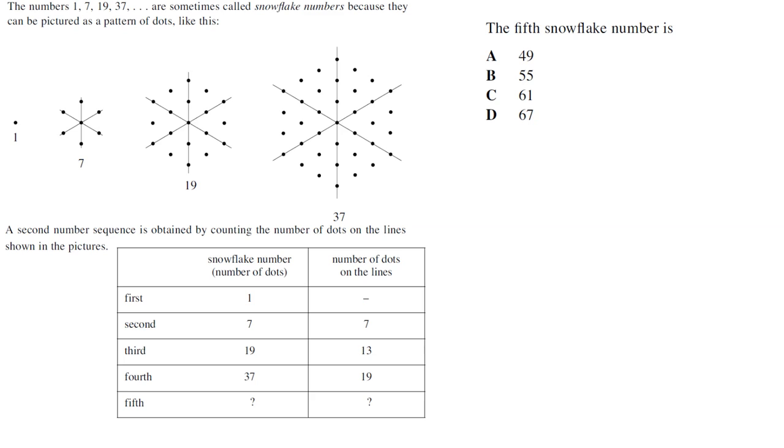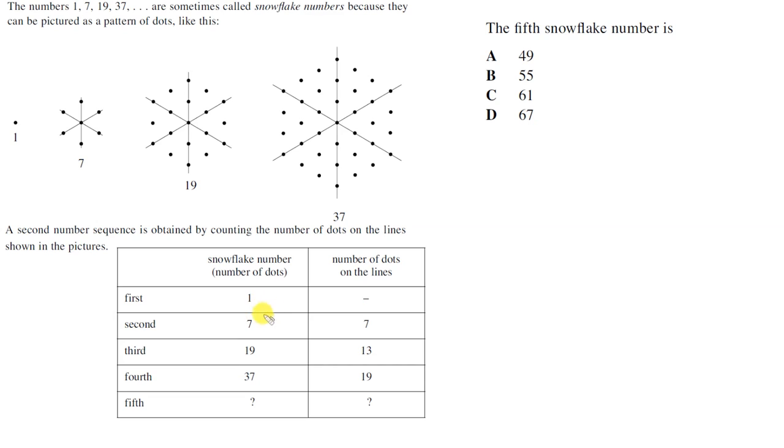We have 4 snowflake numbers. Let's find the fifth one. Now we don't want to go out and draw this snowflake number. We want to use these relationships that we've found between the numbers here to try and define a rule so that we can go from one snowflake number to the next. Let's see what we have here.